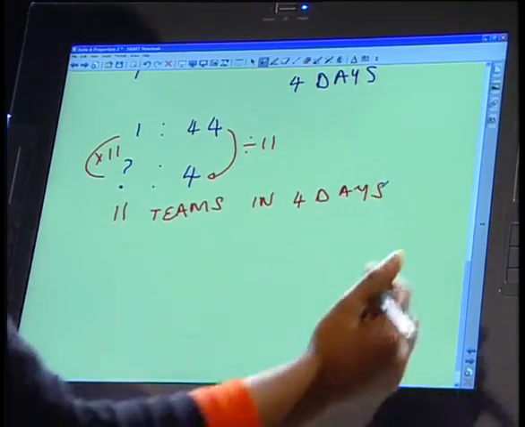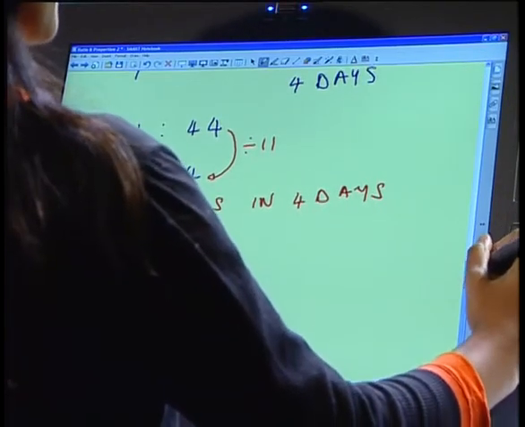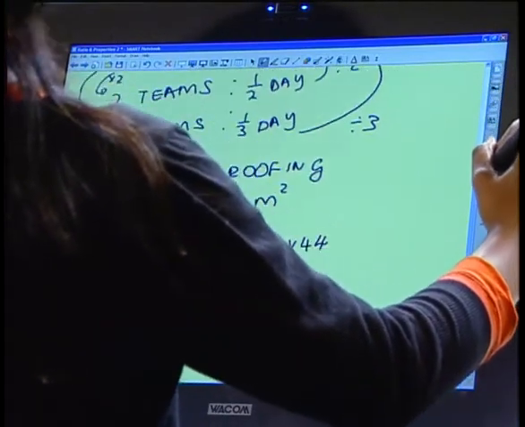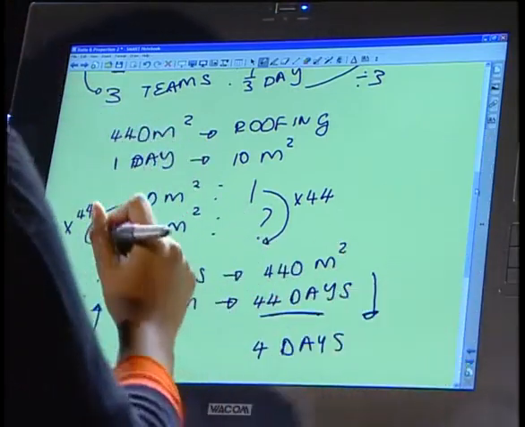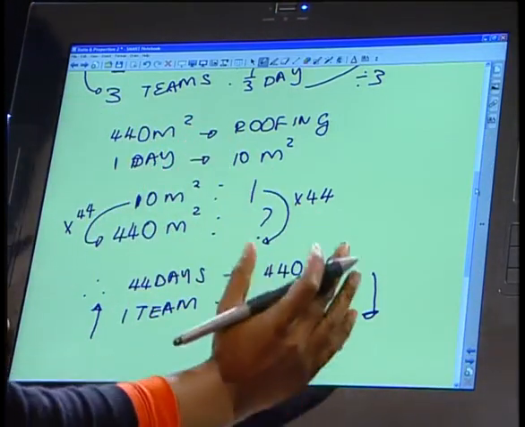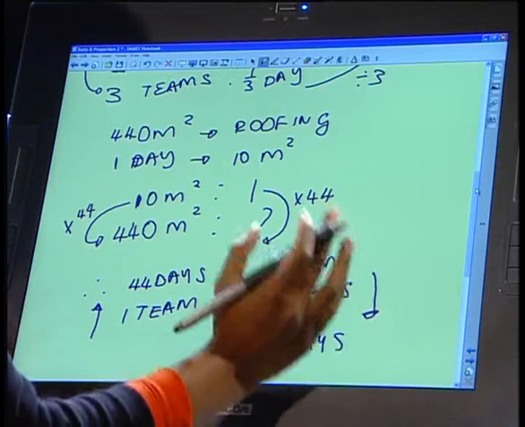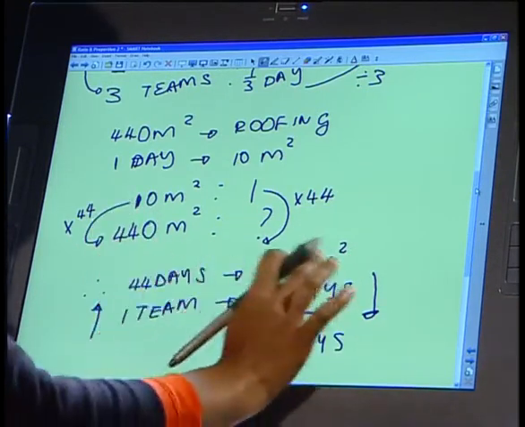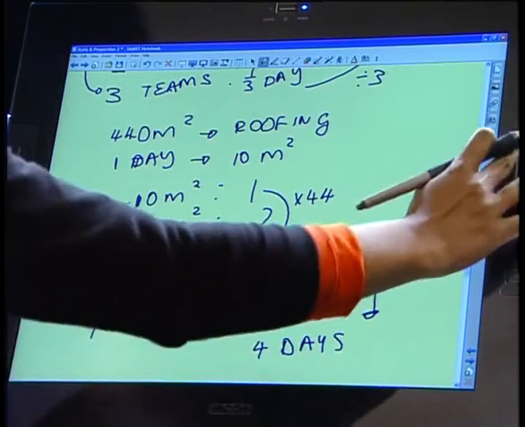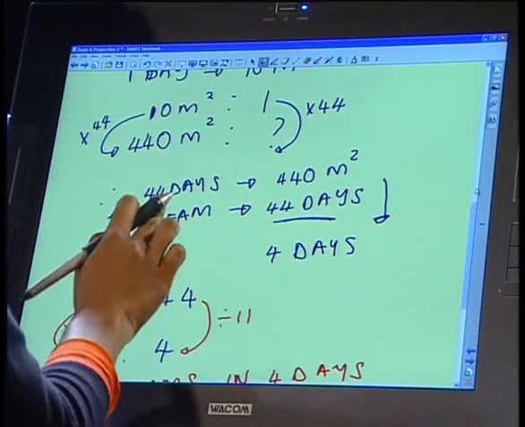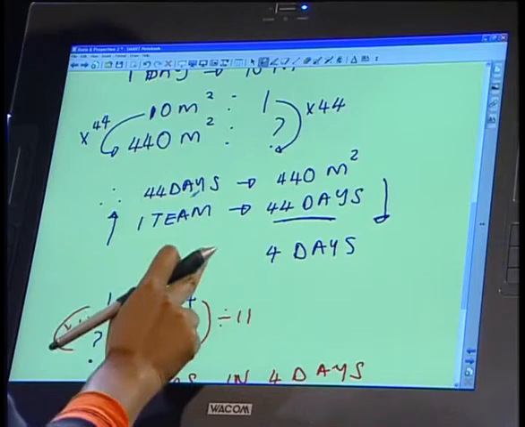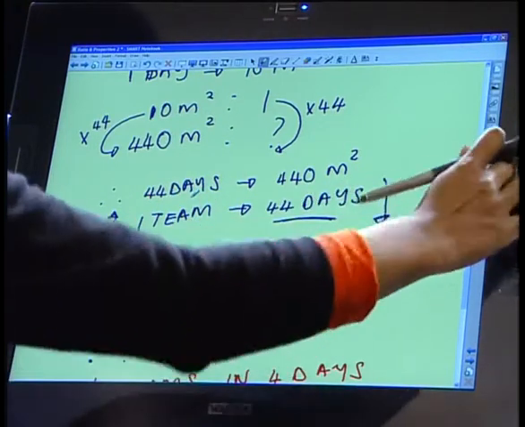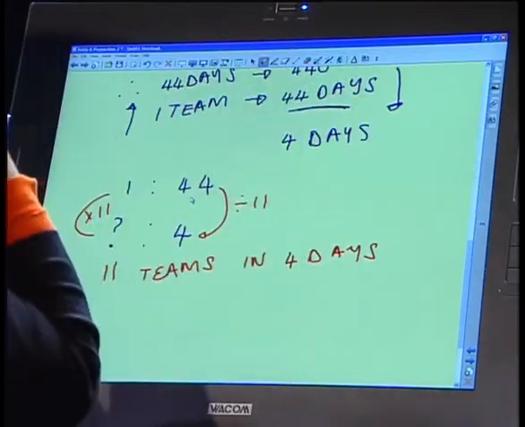Okay, so let's just go back and recap a little bit, because this is a bit of a complicated example. The first thing we did here was we saw that if we were just working with 1 team, this job would have taken us 44 days. Okay, so this job, to put up this 440 meters squared, would take us 44 days. But we want this job done in 4 days, and that's where the inverse proportion of this question comes in.